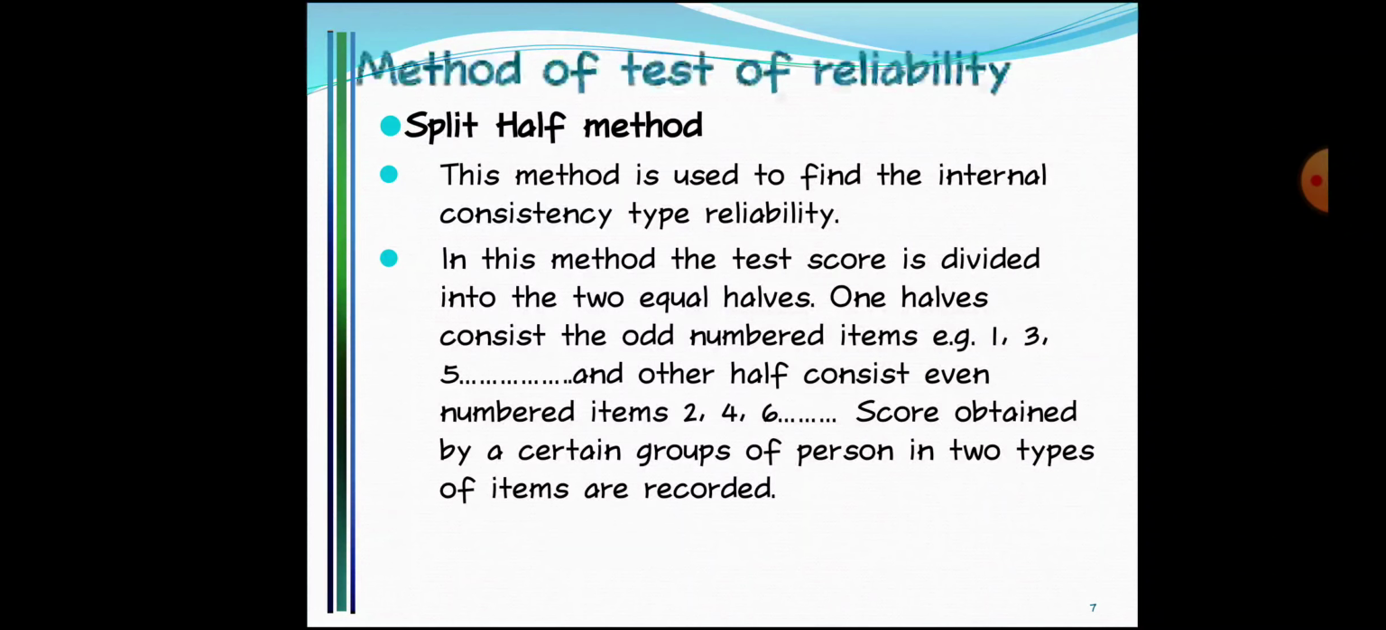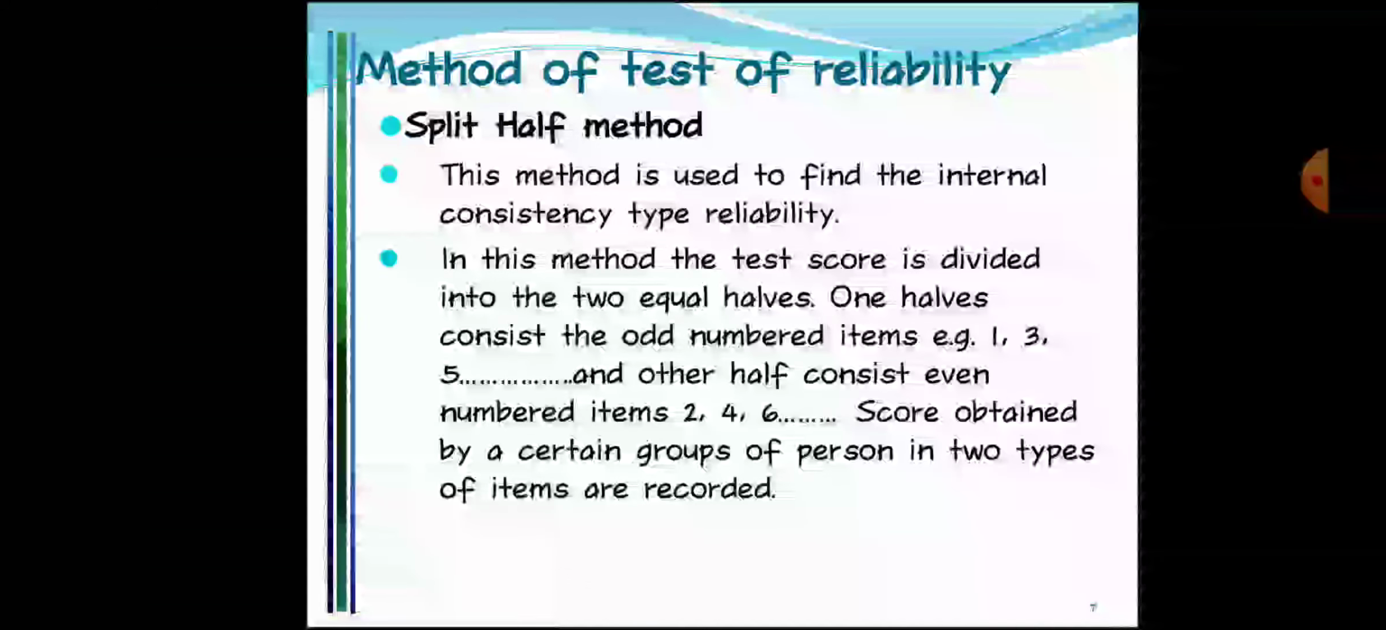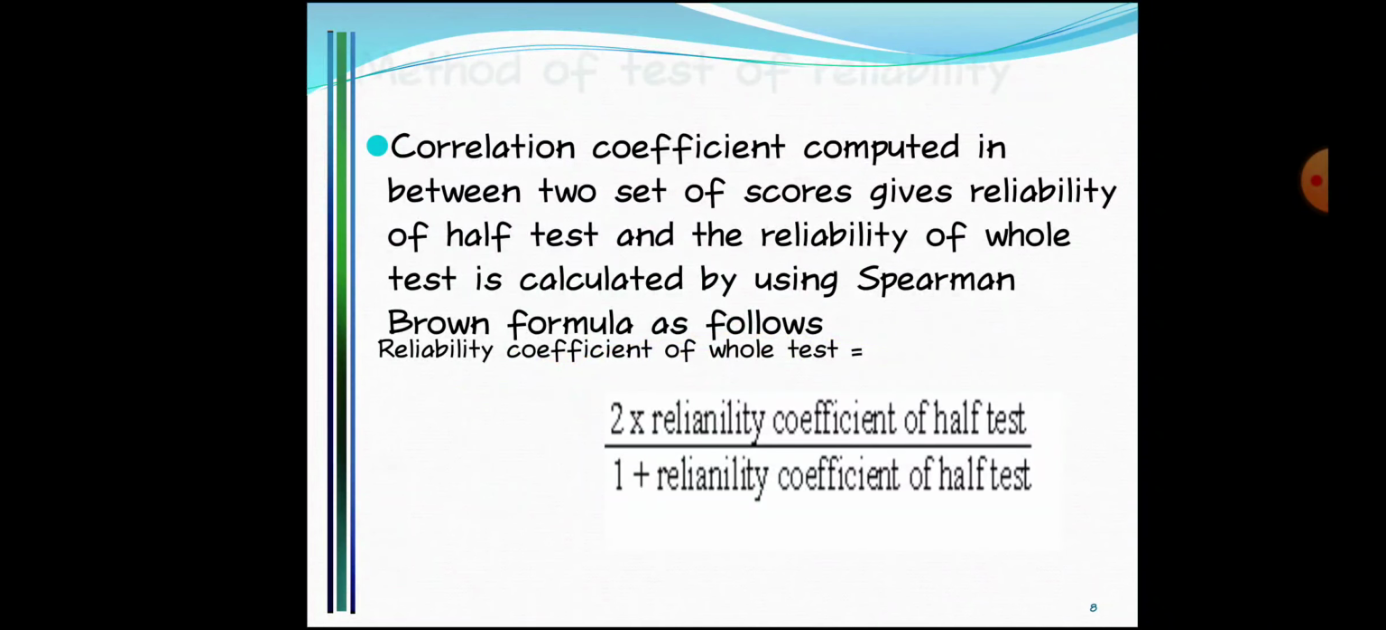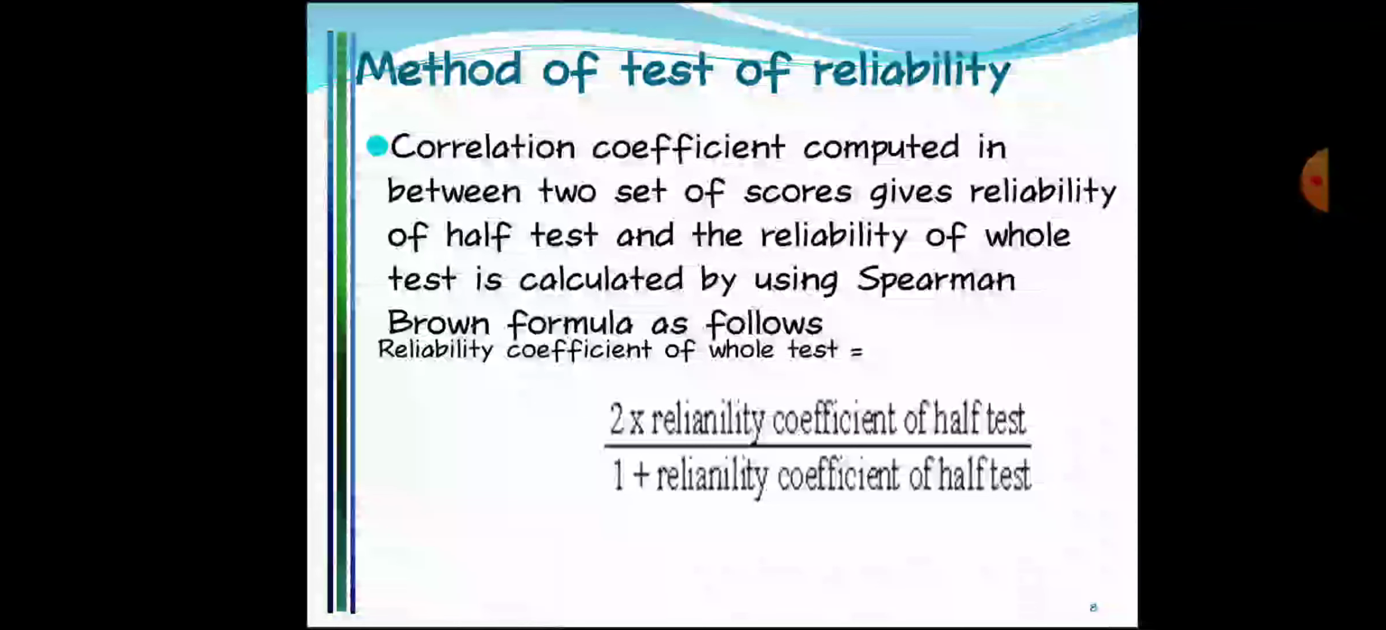Split-half method. This method is used to find the internal consistency type of reliability. In this method, the test is divided into two equal halves. One half consists of odd-numbered items, for example 1, 3, 5, and the other half consists of even-numbered items 2, 4, 6. Scores obtained by a certain group of persons on the two types of items are recorded. The correlation coefficient computed between the two sets of scores gives the reliability of the half test, and the reliability of the whole test is calculated by using Spearman-Brown formula as follows.